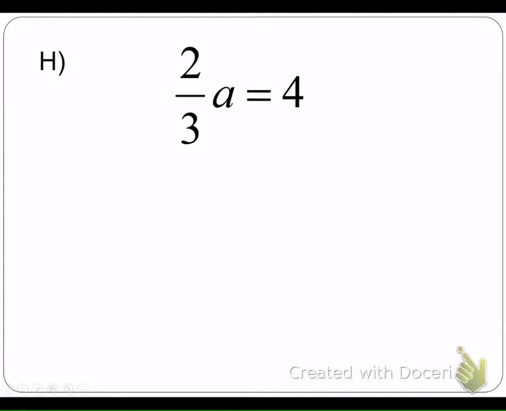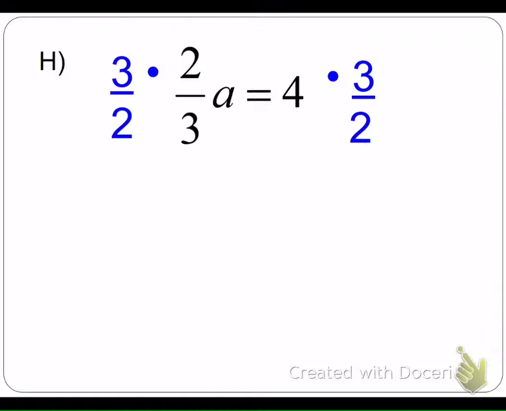Okay, so these are more one-step equations. They're just getting a little more challenging. Now we're going to look at what we do when we have fractions. So we have 2/3 times a equals 4. The way we undo multiplying by a fraction is we multiply by the reciprocal. So we are going to flip this fraction, so 2/3 becomes 3/2. We're going to multiply both sides of the equation by that fraction.